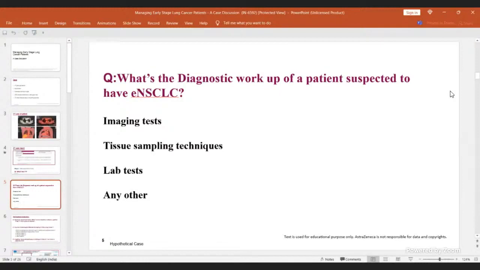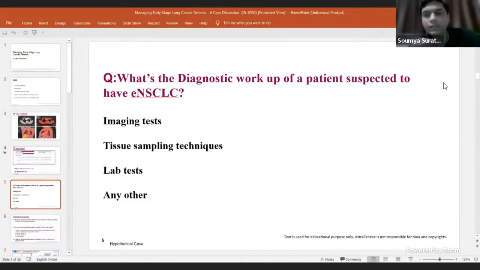If the size of the lesion is less than 3 centimeters and it is peripheral, then as per ESMO guidelines, you might not need mediastinal staging. But if it is a central tumor and its size is more than 3 centimeters, then definitely I will go for mediastinal staging in those patients. And if there is already a mediastinal lymph node, then definitely you have to prove that as well.